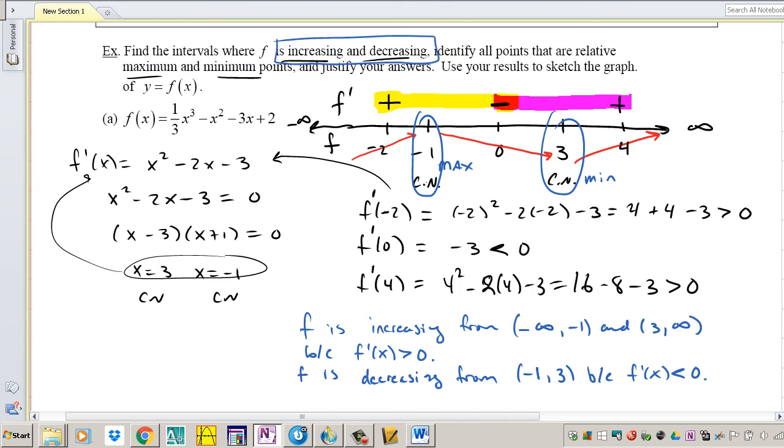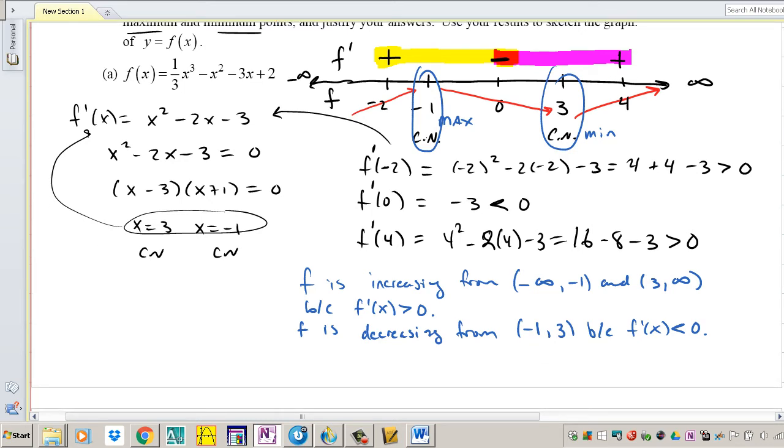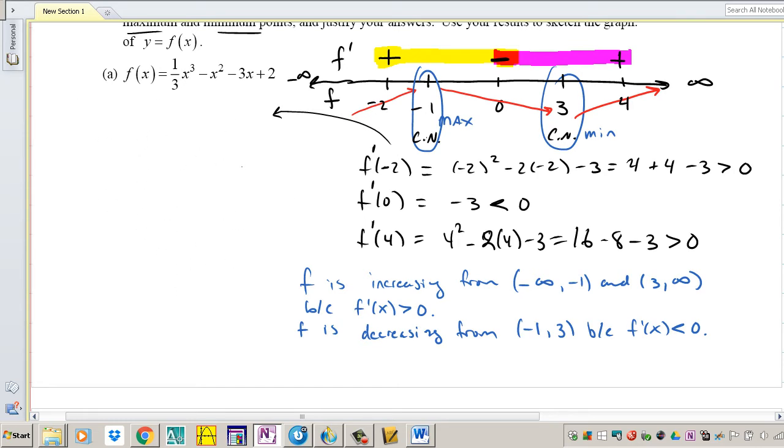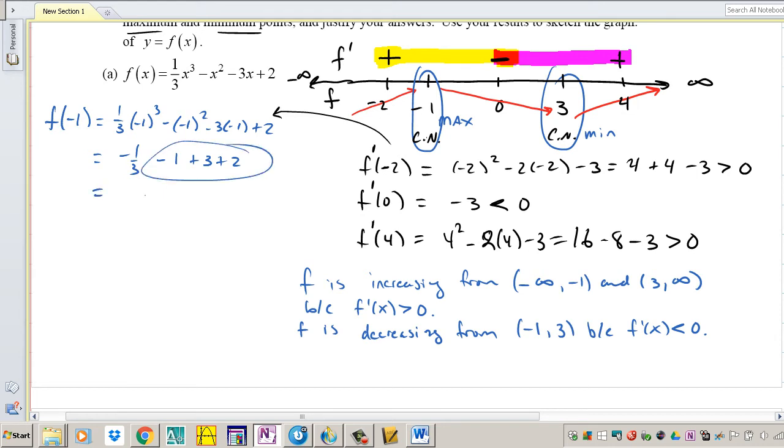Now the next thing we have to answer is maximum and minimum points. Well, I've only found the maximum x value and minimum x value. I haven't found the actual point, so what I need to do is write down the point. How do I do that? I plug those x values back into my function. Okay, let's do the easy ones first. -1 cubed is -1, so it's a -1/3, plus 1, plus 3, plus 2. Let's add up the whole numbers first. I should get a +6 and -1/3, which is -1/3 plus 18/3, which is 17/3.